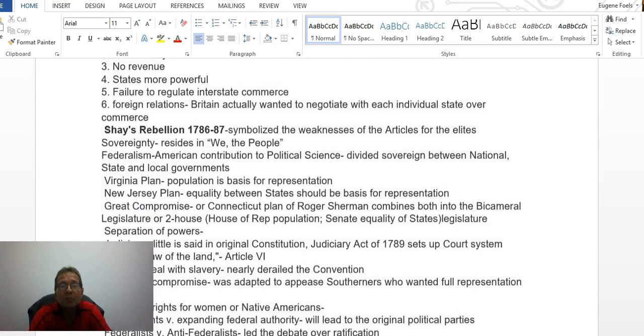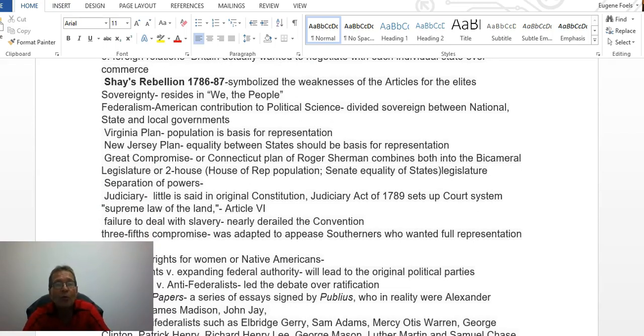The Virginia Plan was a support for population being the basis of representation, and opposed to that was the New Jersey Plan, where it wanted to continue the same system that they had with the Articles, where each of the states was equal. And the Great Compromise, or Connecticut Plan, of Roger Sherman combined both into the bicameral legislature, or the bicameral government that we have today, of the House of Representatives and the Senate.